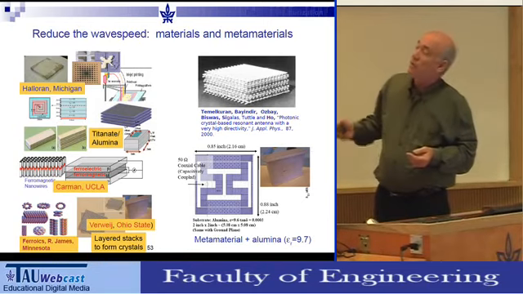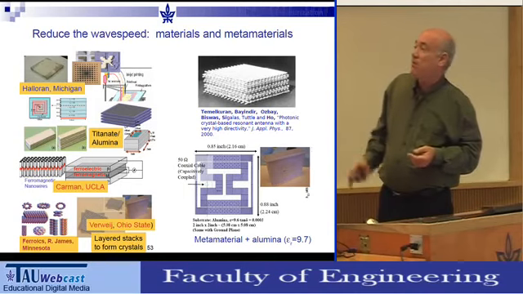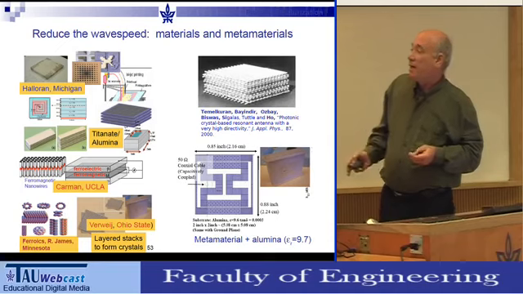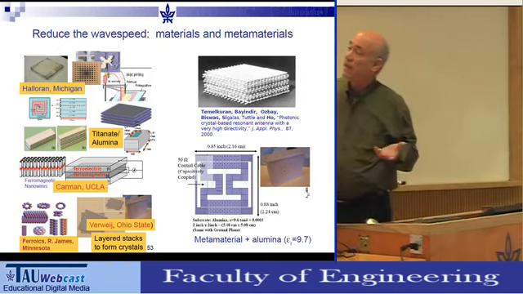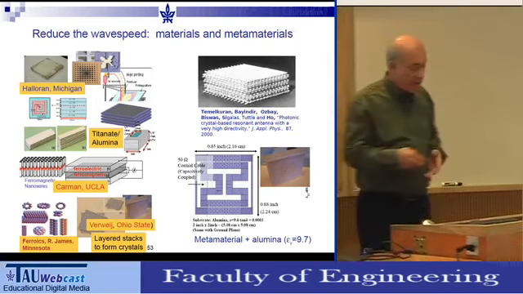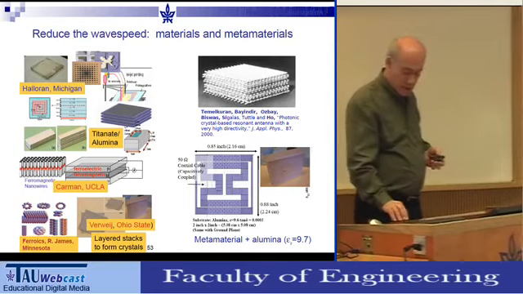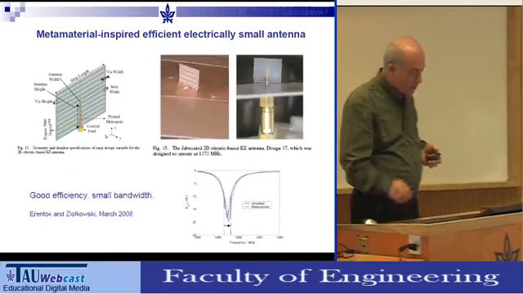Okay, reduce the wave speed, slow down the wave. We can use lots of materials for that. There's also the option of using metamaterials. And basically the idea is the epsilon becomes larger, the wave speed becomes smaller, and you can reduce the antenna. By how much? Just about the same order of magnitude.